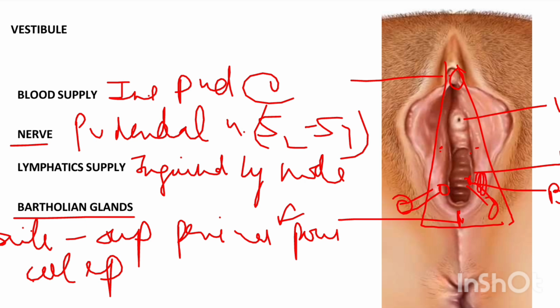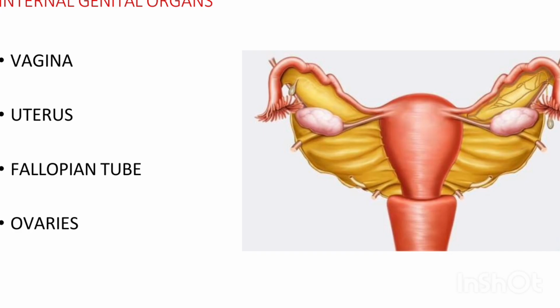Bartholin glands are present on this side. There are some common problems of the Bartholin gland, like a Bartholin cyst, which is infected by E. coli organism. Its treatment is incision and drainage. And the second one is Bartholin abscess. Its treatment is marsupialization.